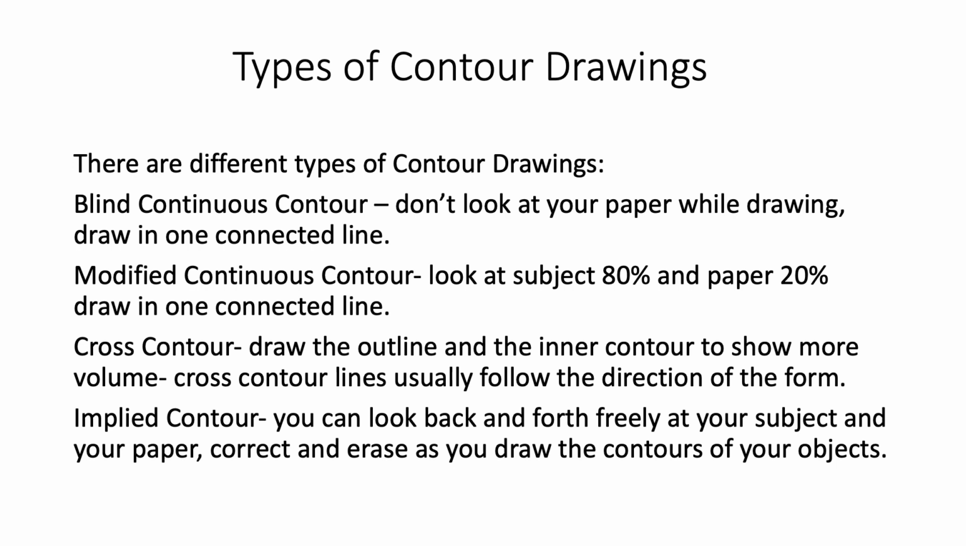Cross contour is where you're going to draw the outline of the forms as well as the inner contour. The cross contour lines usually follow the direction of the form, and they help to show more volume. Implied contour, you can look back and forth freely at your subject and at your paper while you're drawing. You can correct, you can erase as you draw the contours of your objects.